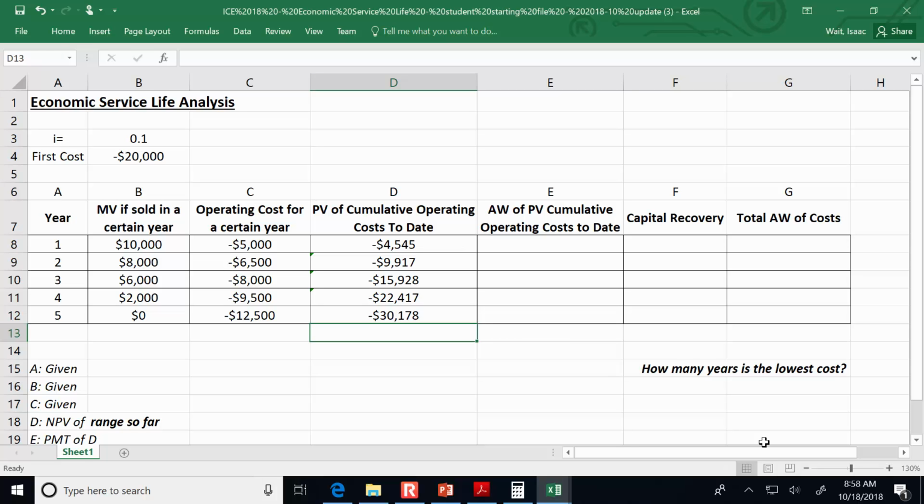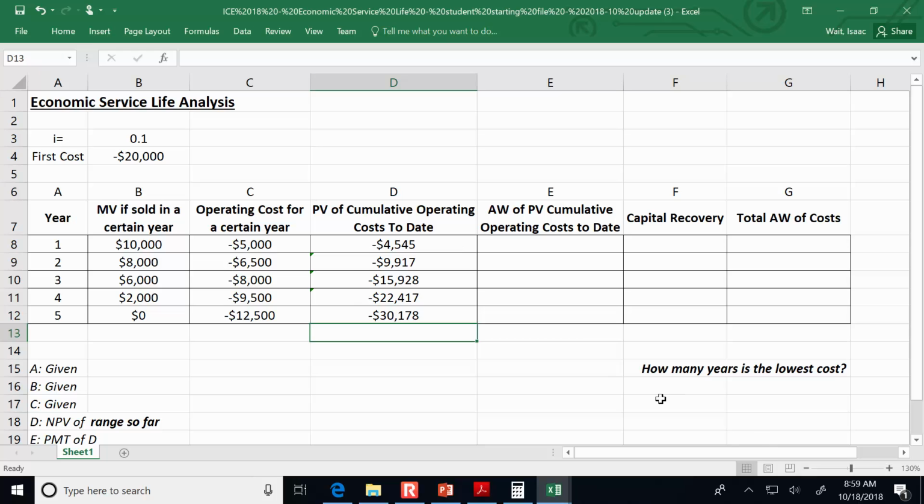$5,000 in year 1. Year 2 is $6,500. And year 3 is $8,000. And what we did was we took those amounts and found the present value for 3 years of ownership is $15,928. And so each row is saying if you keep it for this many years, here's the present value of the operating costs.